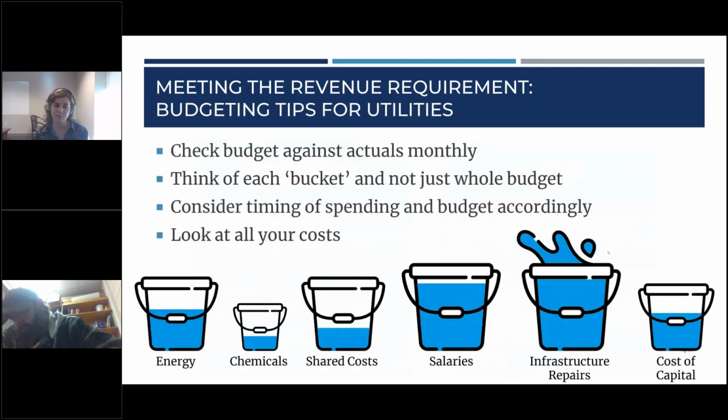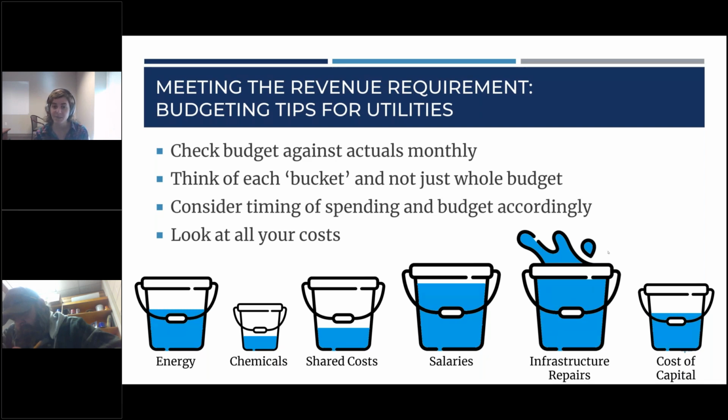And again, just a couple more recommendations. We recommend thinking about the different costs associated with running the utility as buckets. So you've got these different buckets of costs, not just all of the costs associated with running the utility. And then we recommend checking how you budgeted for each of these individual buckets relative to how much you're actually spending.